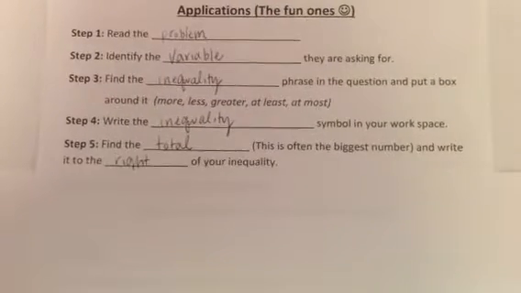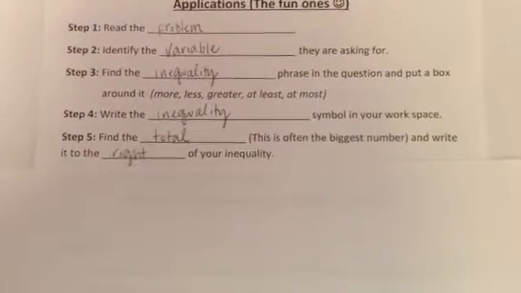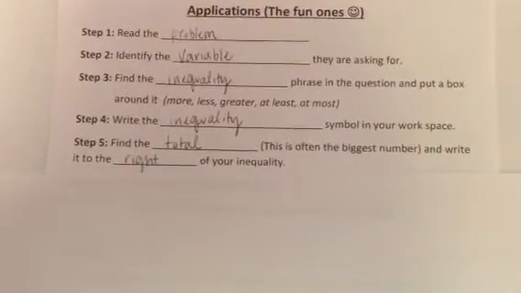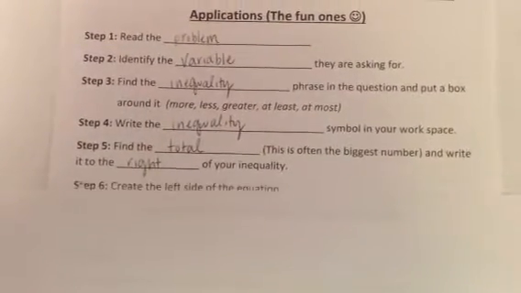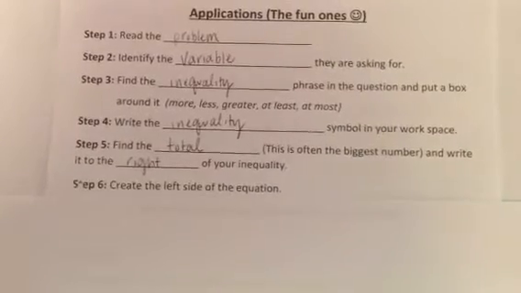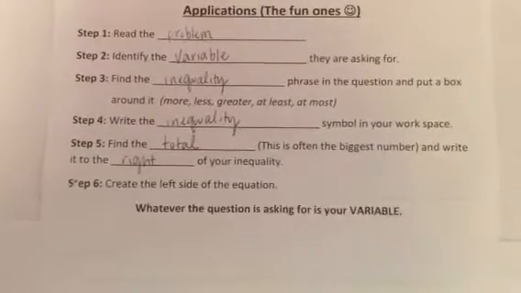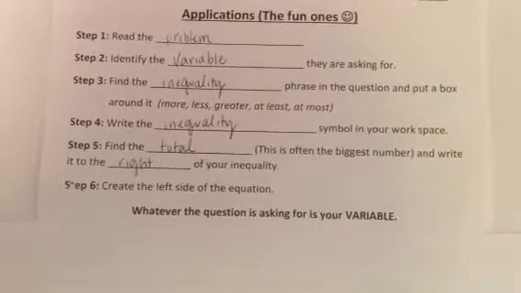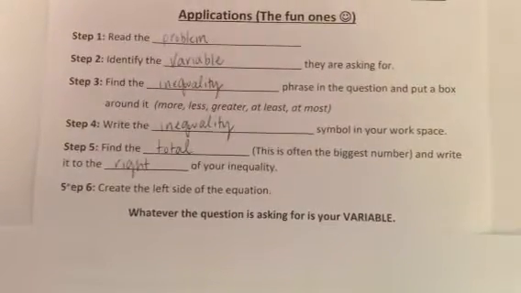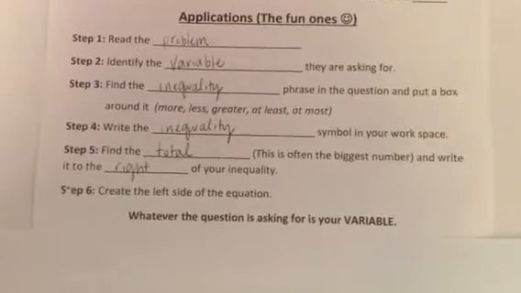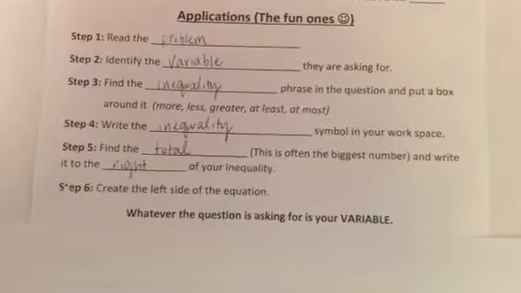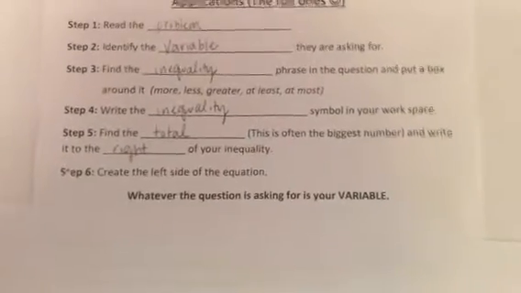Once we have a symbol, we find the total, which is often the biggest number, and we'll write that to the right of our inequality symbol. Finally, we'll create the left side of the equation. Most important is that whatever the question is asking for is our variable. So whatever word we're solving for is the variable that we need to be able to identify. So let's look at an example of this.